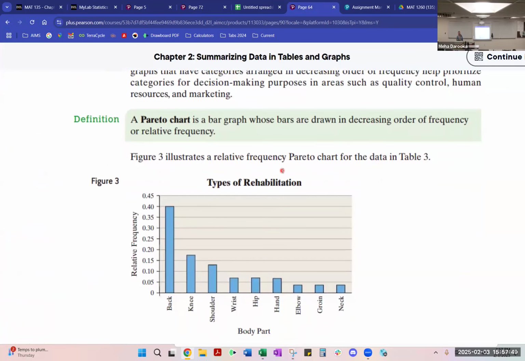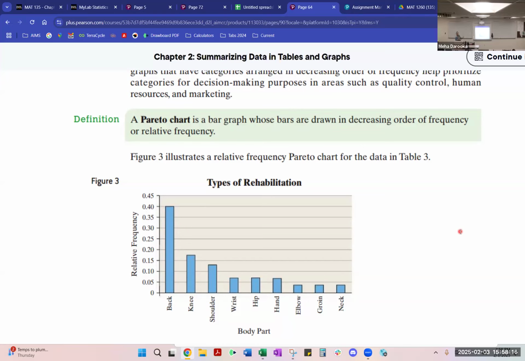So some other types of graphs over here, guys. We of course have a Pareto chart, which is named after a statistician, I believe, from South America. I may be wrong in the country of origin though. A Pareto chart is basically a bar graph whose bars are drawn in order from increasing to decreasing in order of frequency or relative frequency.